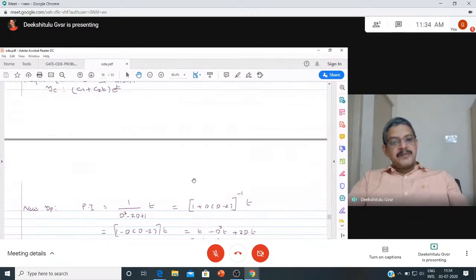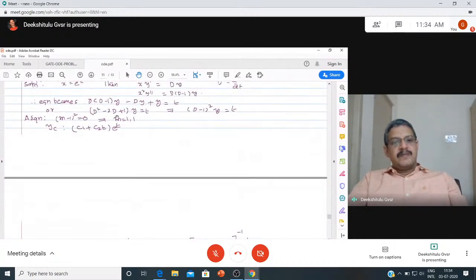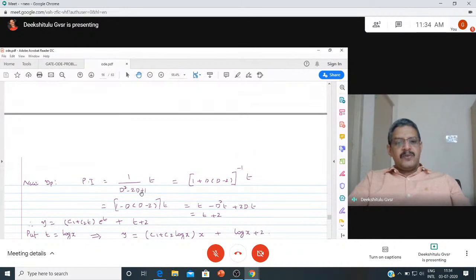So now the particular integral becomes 1 by D squared minus 2D plus 1 operating on t. We know that whenever you have polynomial functions, we expand in increasing powers of D. So (1 plus D) into (D minus 2) whole power minus 1 t. Second degree terms we need not consider, because the derivative of the derivative of t becomes 0. So 1 by (D minus 2) into t is equal to 0. If we operate this, t minus D squared of t is 0, plus 2D of t is 2.